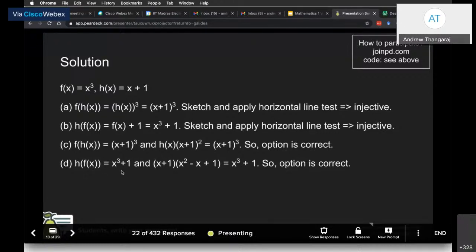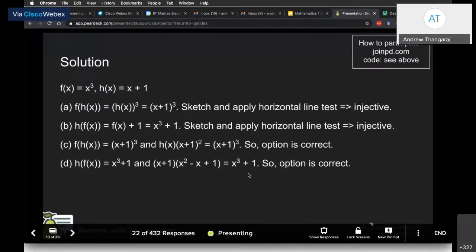Now look at the next one. Next one involves a little bit of an interesting identity. If you have not seen it before, it's a useful identity to know. Okay. H of f of x is x cubed plus 1. And the other thing that's given is x plus 1 times x squared minus x plus 1. Okay, it sort of looks different. But if you multiply it out, if you try multiplying it out, you'll get x cubed plus 1.